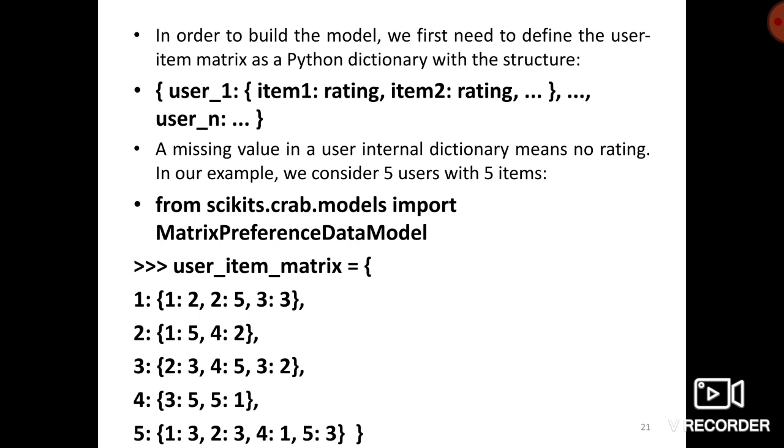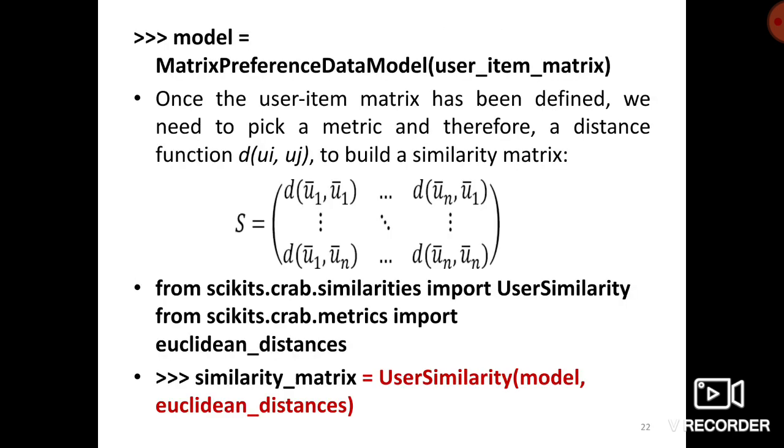In our example, suppose we consider 5 users with 5 items. Now let's see the following code. In this code, the user item matrix contains 5 users and the items they are related with. Suppose one user is related with items 2, 5 or 3 and the second user is related with items 1, 5, 2. Similarly in this way.